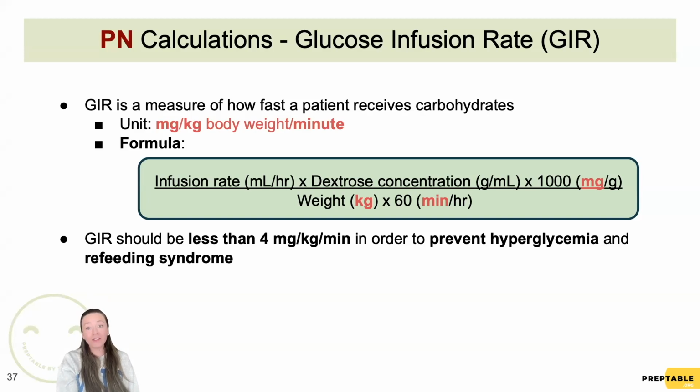syndrome. Refeeding is caused by digesting dextrose and then depleting phosphate. Protein and fat intake actually do not cause refeeding syndrome, which is why we're only looking at dextrose here.